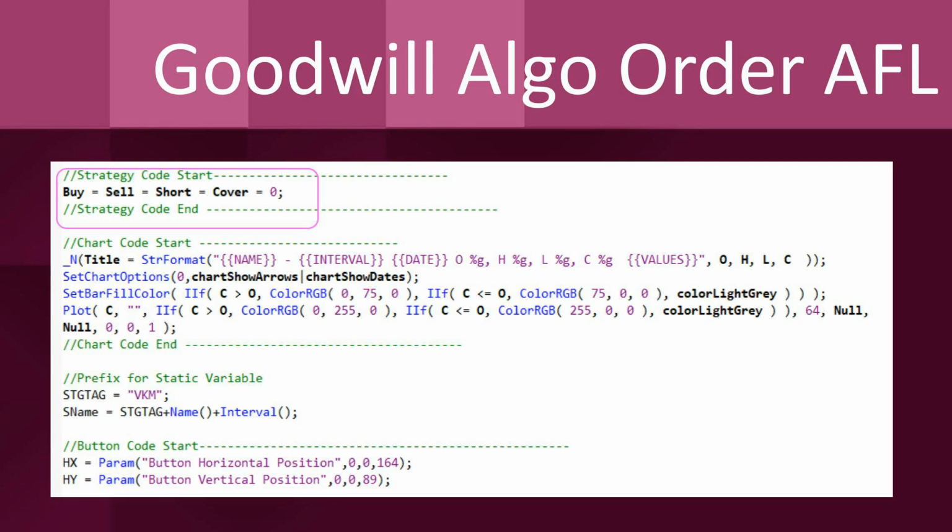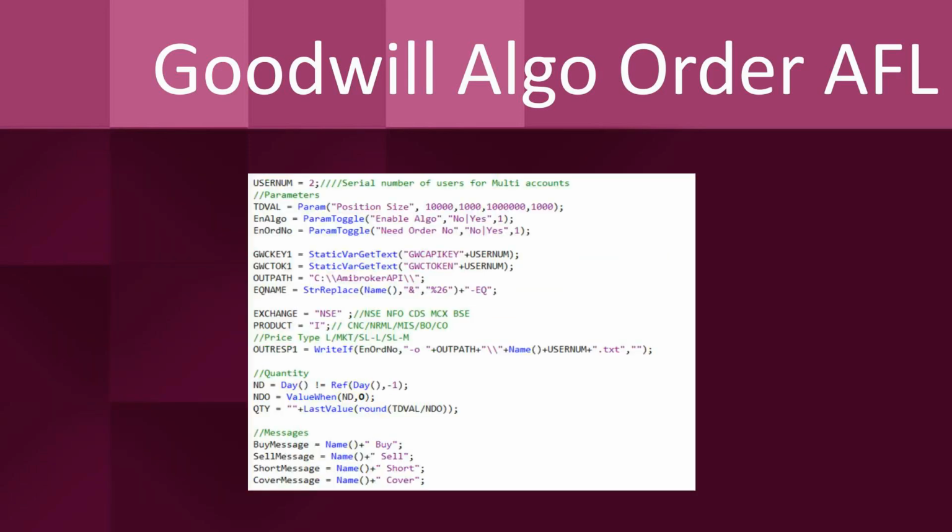If you want to place orders using your own strategy AFL, replace this line with your strategy. After doing so, you can apply it to the chart or run it in the scanner. If you prefer to use this as a drag and drop, remove this line and save the file. To replace this line, ensure that your AFL includes functions for buy, sell, short, and cover. This AFL automatically calculates the quantity based on the position size and the day's opening price and is coded for the equity segment.